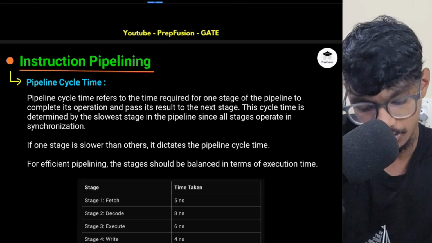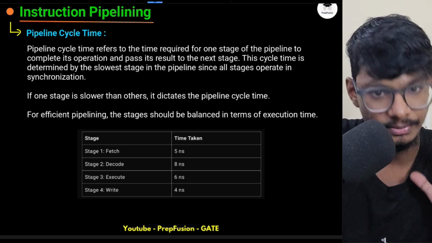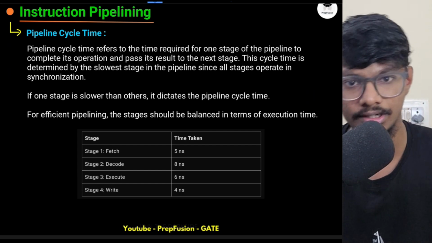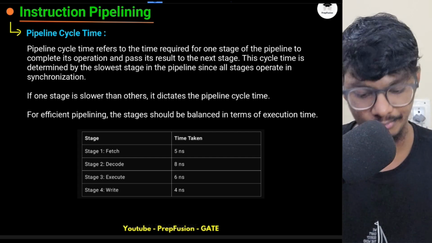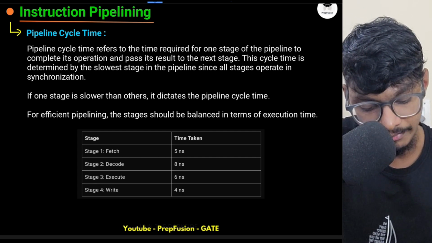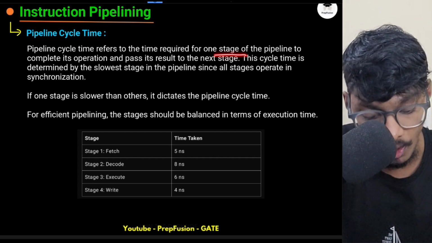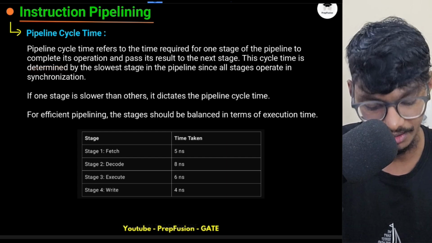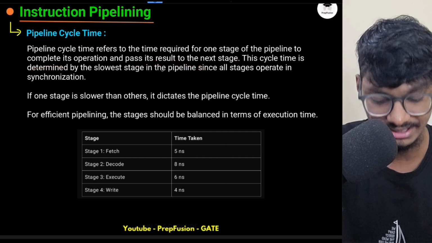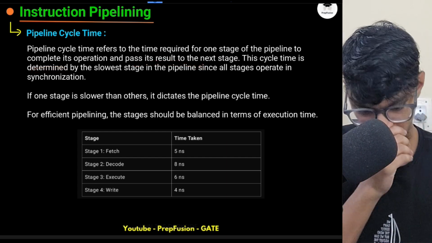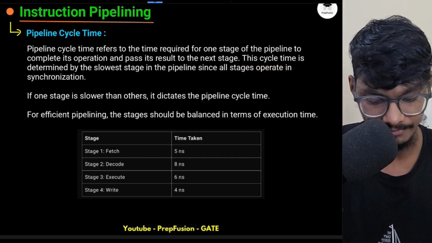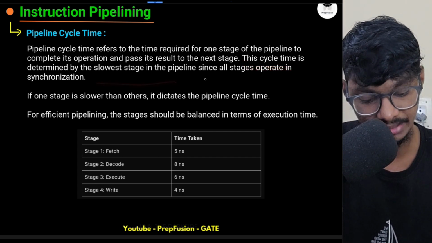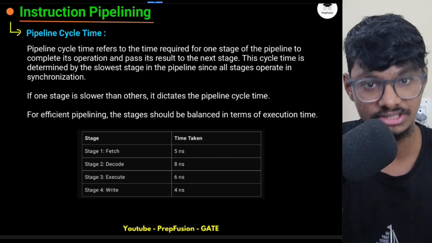Okay, so there is a term known as pipeline cycle time. Now we are going into the technical terms of pipeline processing. So what is pipeline cycle time? Pipeline cycle time refers to the time required for one stage of the pipeline to complete its operation and pass its result to the next stage. This cycle time is determined by the slowest stage in the pipeline, since all stages operate in synchronization.